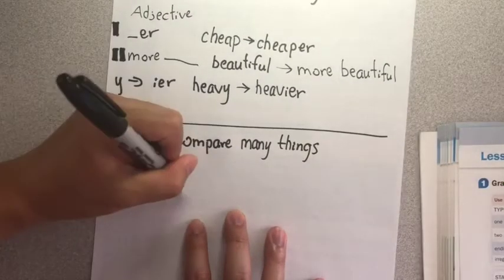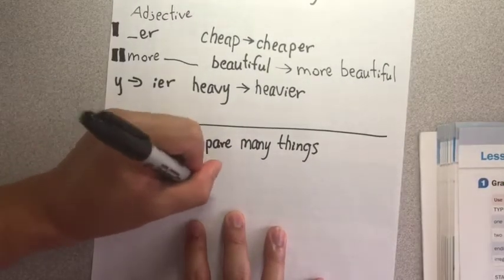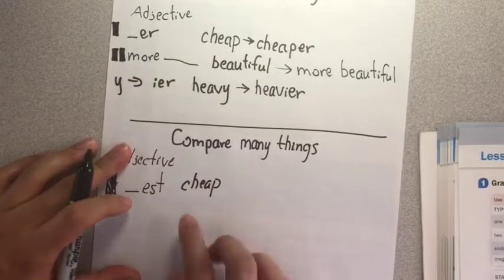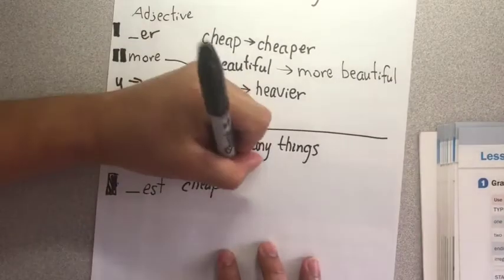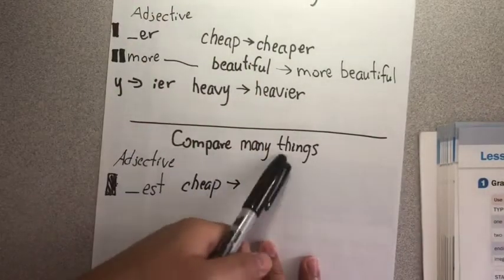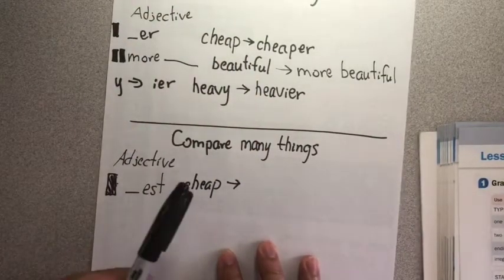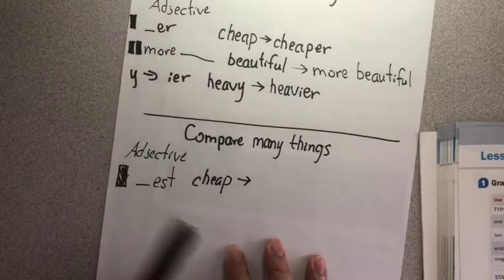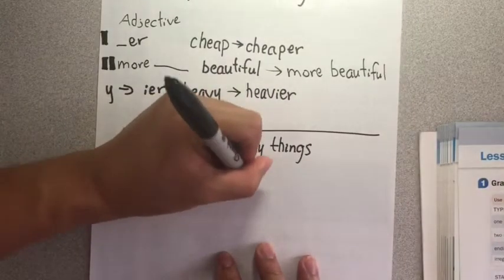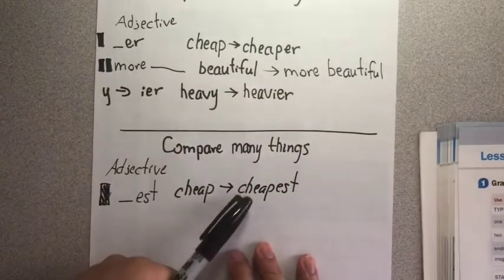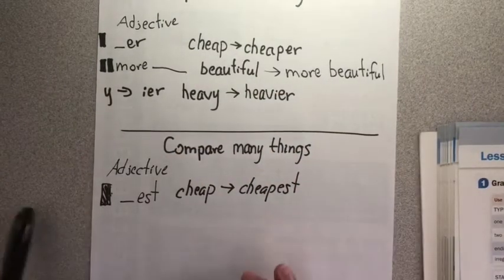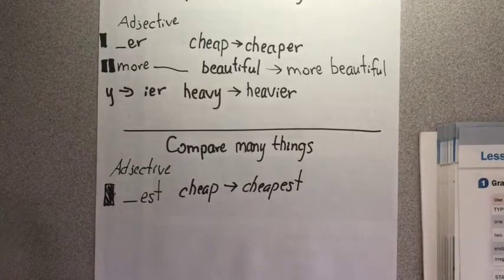So let's use cheap. Cheap has 1 sound, cheap. So if we're comparing many things, if we want to talk about the thing that is the cheapest, we talk about something that is the cheapest. This is the most cheap. We say cheapest.